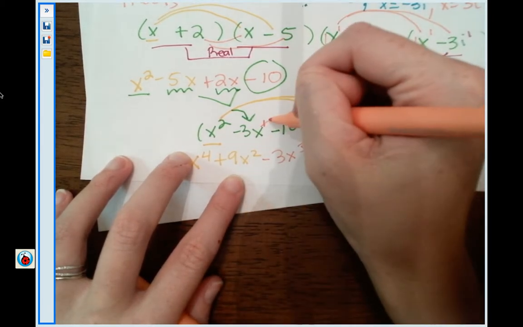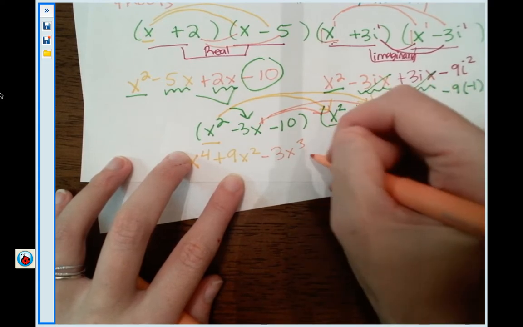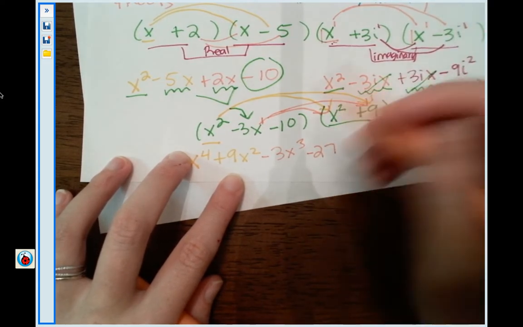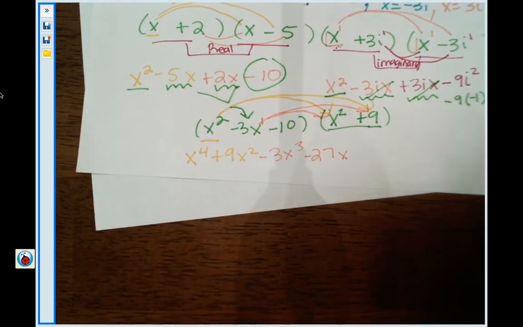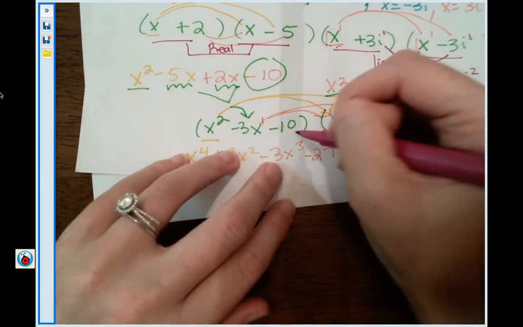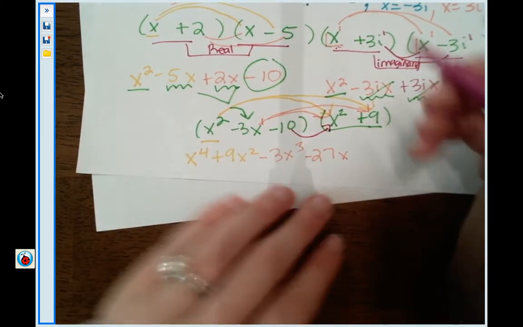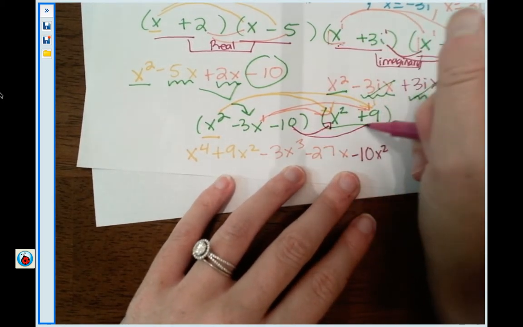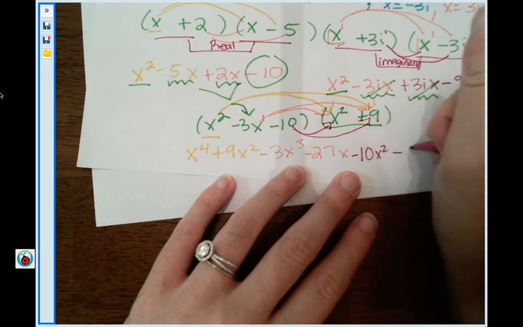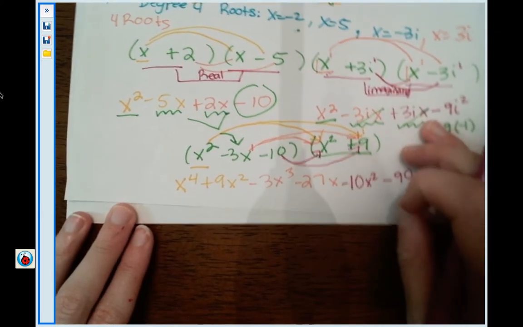Alright, and then -3x times 9. -3 times 9 is -27. And I have nothing to combine my x to, so it's just x. Alright guys, one more to distribute, and then we just gotta combine like terms. So -10 times x squared, nothing can combine, so it's just -10x squared. And -10 times +9 is -90. Alright guys, let's combine like terms, then we're done.